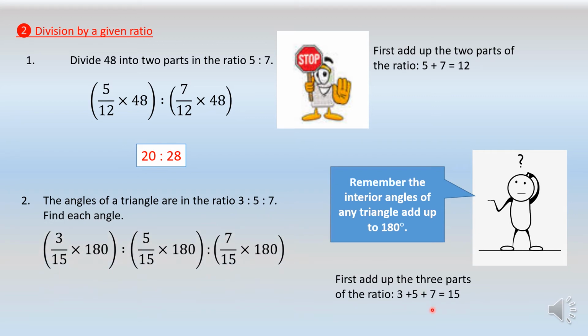And then you can do each one: 3 over 15 times 180 degrees, 5 over 15 times 180 degrees, and 7 over 15 times 180 degrees. Ultimately, you should get the missing angles that they are looking for: 36 degrees, 60 degrees, and 84 degrees. And when you add them all up, you realize you get 180 degrees.